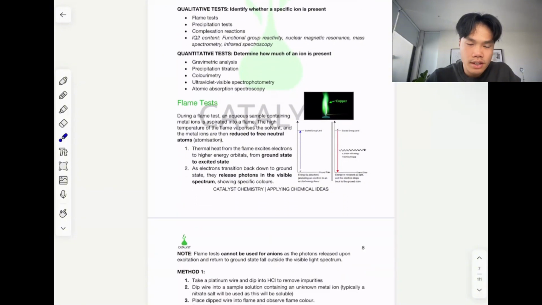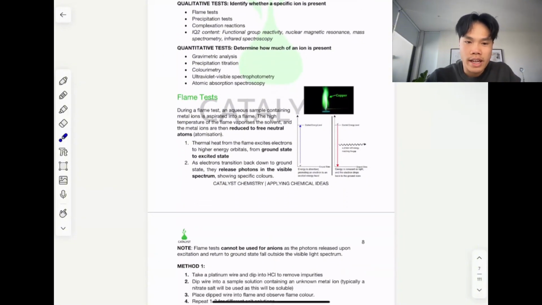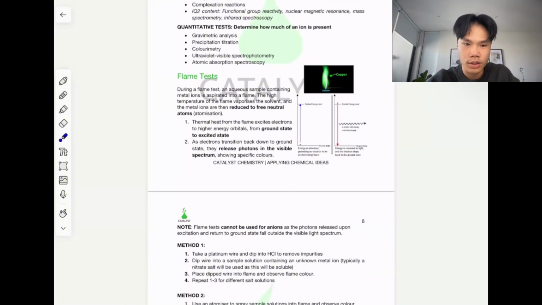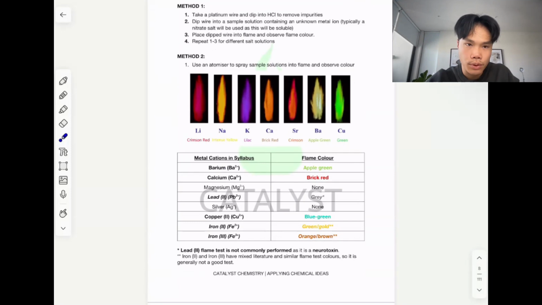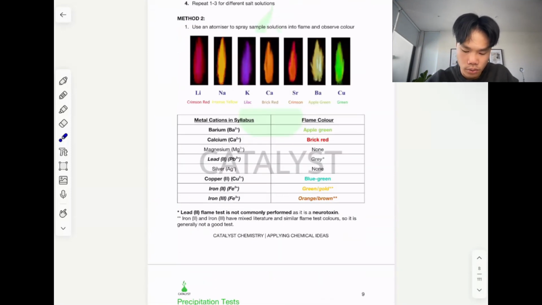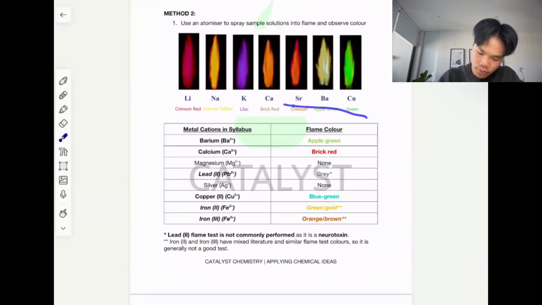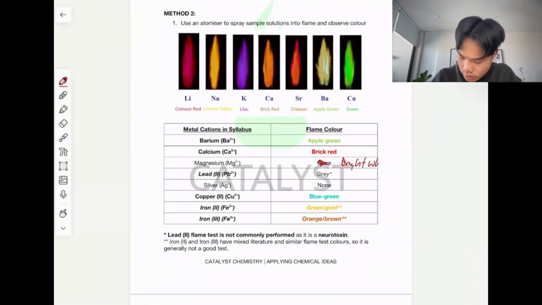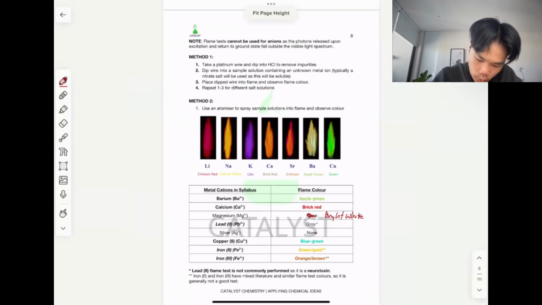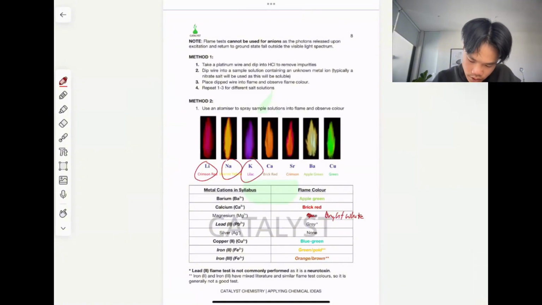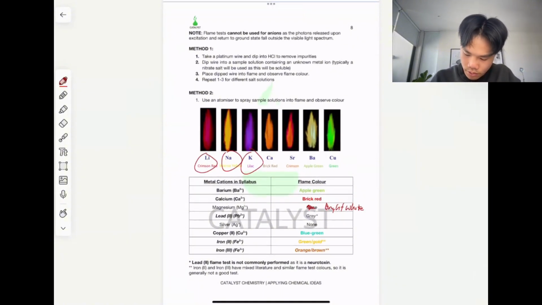Flame test: by applying heat to a metal, you are able to excite the electrons up to a high energy state. When they fall back down, they release that same energy as a wave, and you see that wave as a specific color. It's a different color for each metal, and you should be able to describe how you would do that method, as well as recognizing the common flames for these 8 ions, which are specified in the syllabus. For magnesium, I would add on, it's like a bright white. And I would also add lithium, sodium, and potassium to this list as well to be really comprehensive.